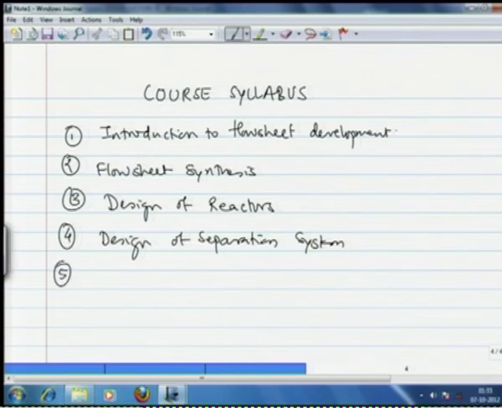Then comes the module of energy integration of the process.